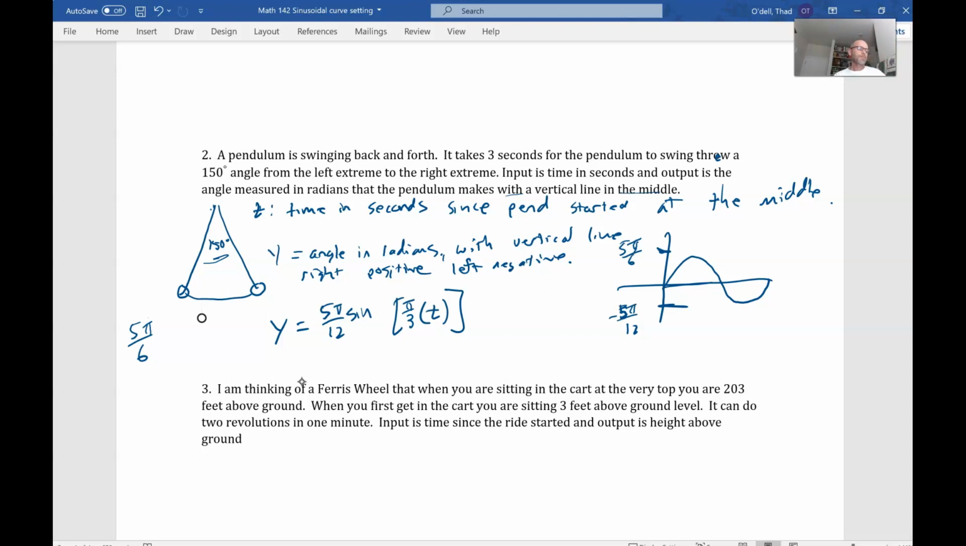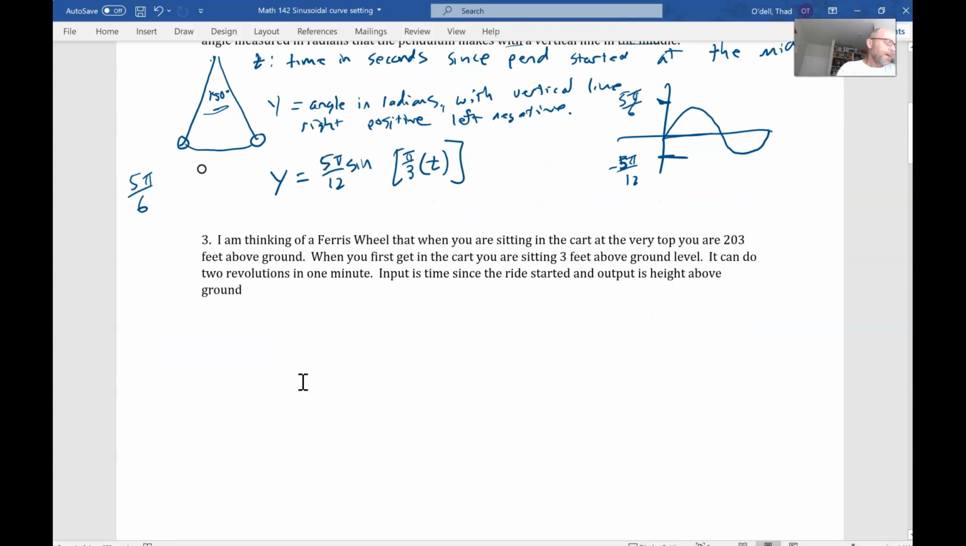Okay, let's do another one. I am thinking of a Ferris wheel that when you are sitting in the cart at the very top, you are 203 feet above ground. Let's draw a picture of that. So that's 203. When you first get in the cart, you're 3 feet above ground.